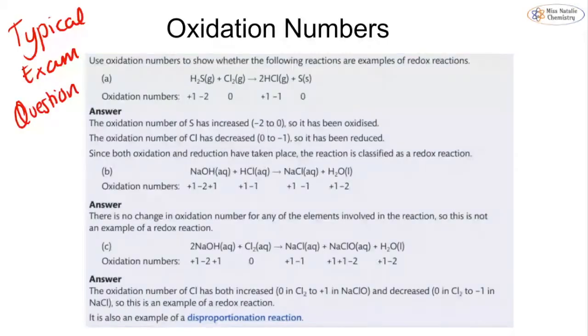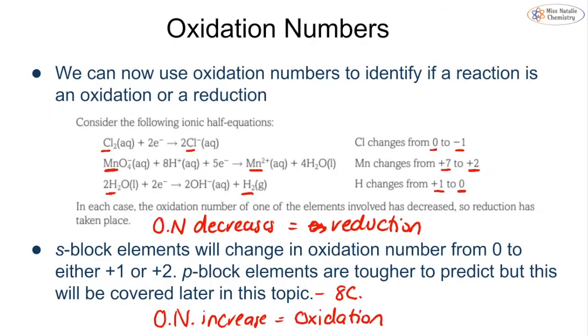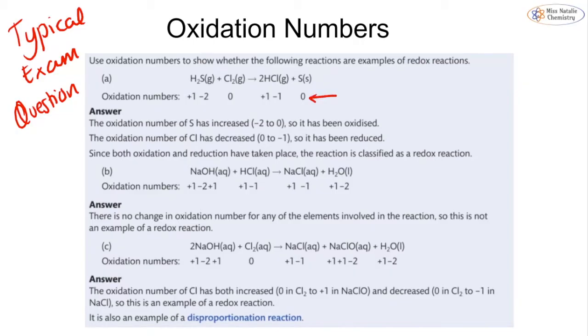So let's have a look at the first example. We have H2S plus Cl2 gives you 2HCl plus S. And you can see that we have worked out our oxidation numbers here. For the sulfur, we have gone from 2 minus to 0. So my oxidation number has increased. Therefore, the sulfur has been oxidized. And for my chlorine, I have gone from 0 to 1 minus. So the oxidation number of chlorine has decreased. Therefore, it has been reduced. Since we have oxidation and reduction both taking place, this is classified as a redox reaction.